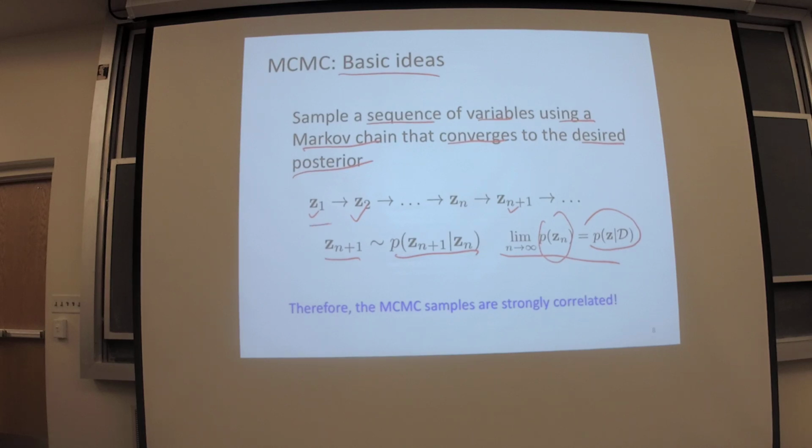And from this procedure, you can see that the samples are strongly correlated. Why? Because each sample Zn plus 1 is drawn from a conditional distribution that depends on the previous sample Zn, right?